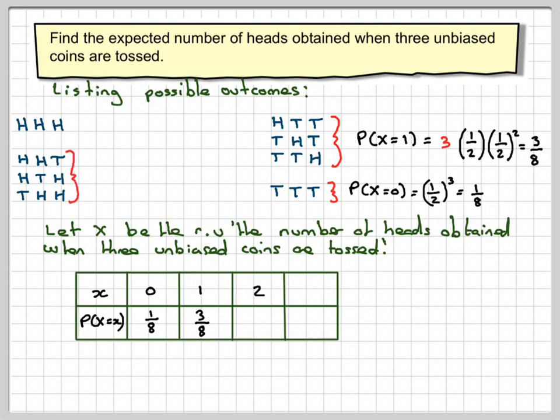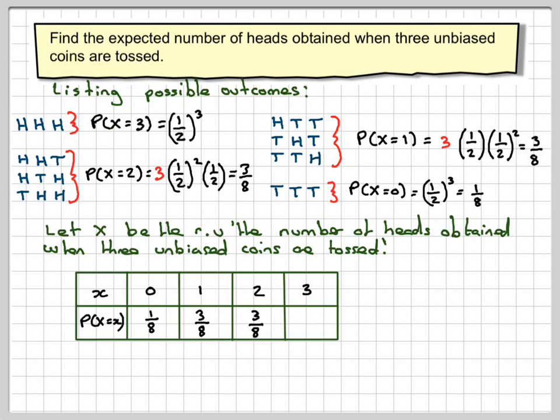Probability of getting 2 is again going to be x equal to 2. It's a half squared times a half. And that's going to be 3 different ways. So it's going to be 3/8. And the probability of getting 3 heads is going to be x is equal to 3 at 1/2 cubed, which is 1/8. This is also an example of a binomial probability, which we'll look at later.